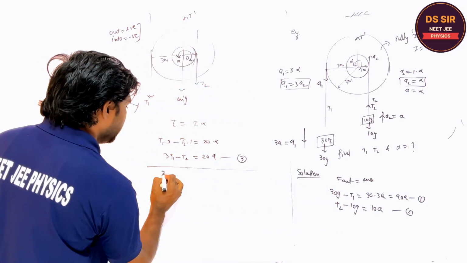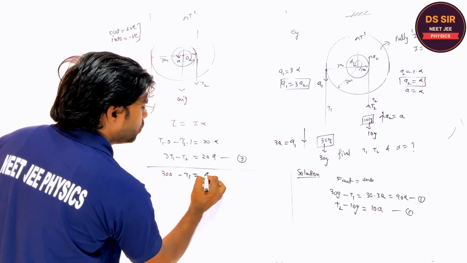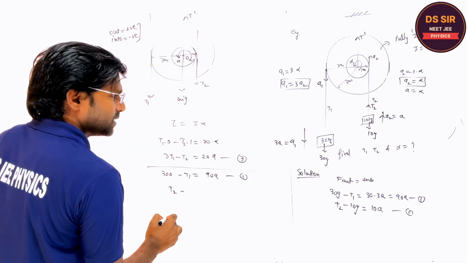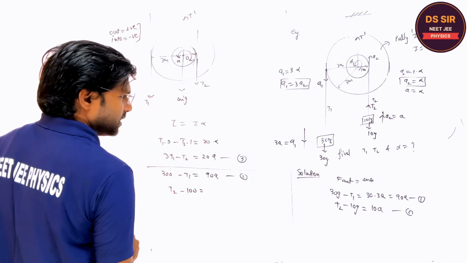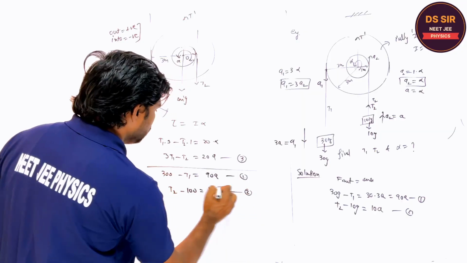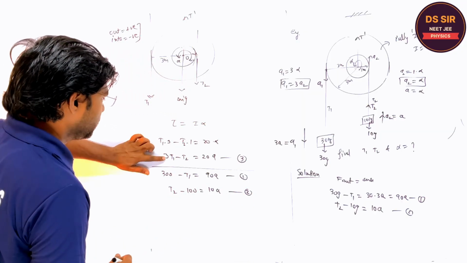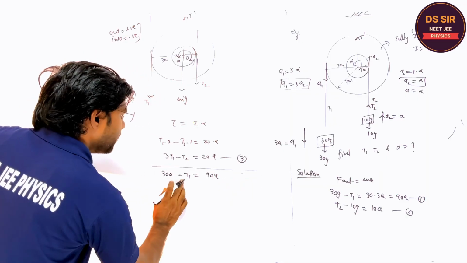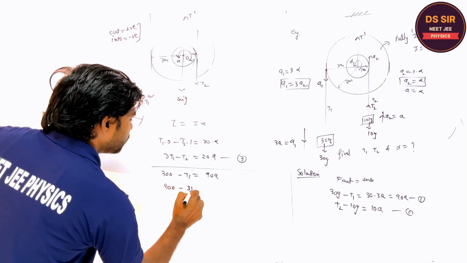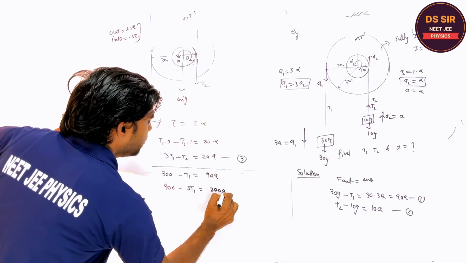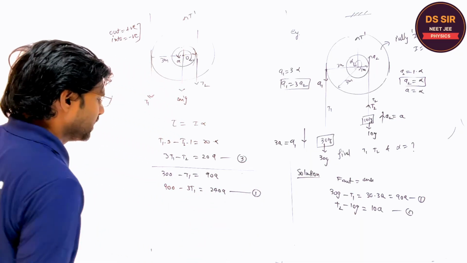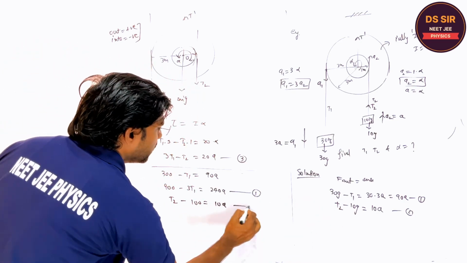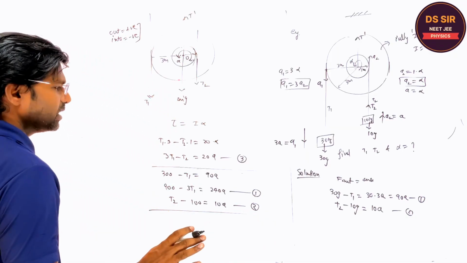This is 300 minus T1 is equal to 90A. Equation number 1 it was. This is T2 minus 100 is equal to 10A. Equation number 2. Now what you have to do? This is the 3T1. So it is better to multiply by 3. So this is 900 minus 3T1 is equal to 27A. Equation number 1, you may write like this. This is the T2 as it is. T2 minus 100 is equal to 10A. Equation number 2.